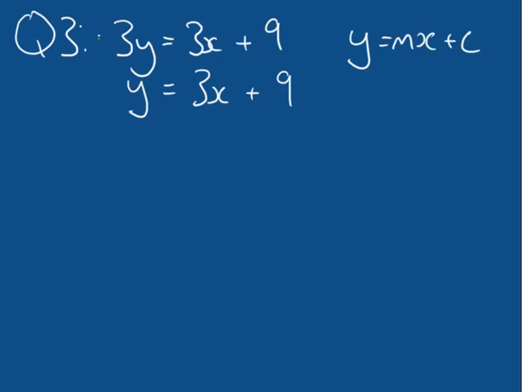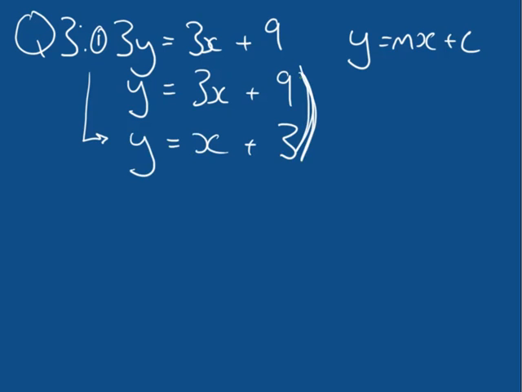So if we were to divide our first equation by 3, we'd get y is equal to, because 3y over 3 is y, 3x over 3 is x, plus 9 over 3 is 3. So really the two equations that we're finding the intersection point between is y is equal to 3x plus 9 and y is equal to x plus 3. So now that we know that, we can solve for the point of intersection.